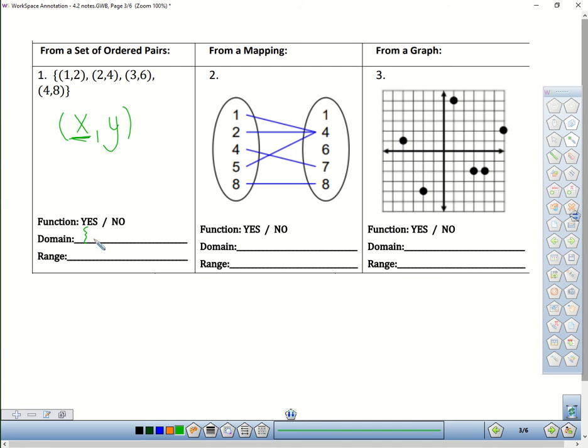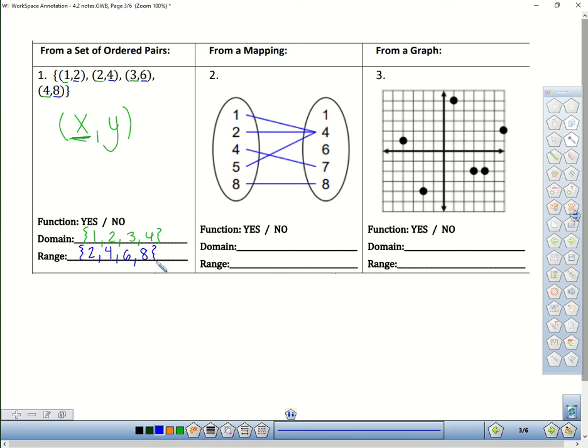So your domain here is 1, 2, 3, and 4. I took those from all of the first part of the coordinate. Okay, that's your domain. Now your range is 2, 4, 6, 8. So it's all of the second part of the coordinate, the y part. So 2, 4, 6, and 8.